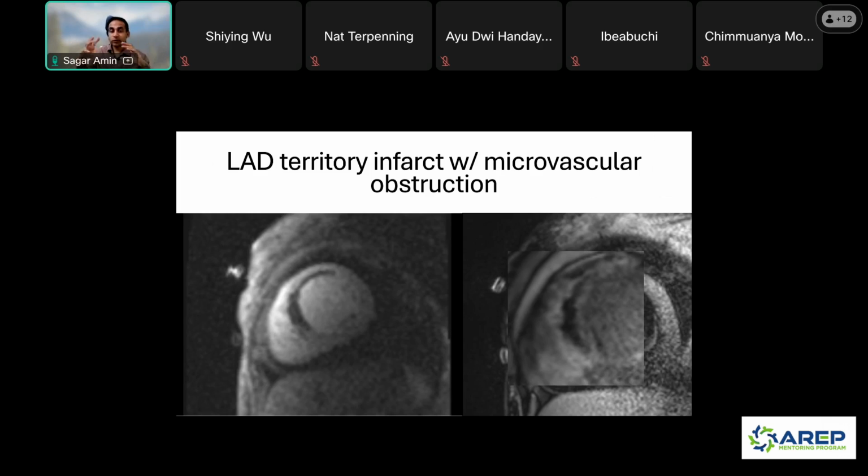So just remember, always look at the heart, especially if you have contrast and any sort of CT that you're looking at. You might come up with some very interesting and important findings for the patient.